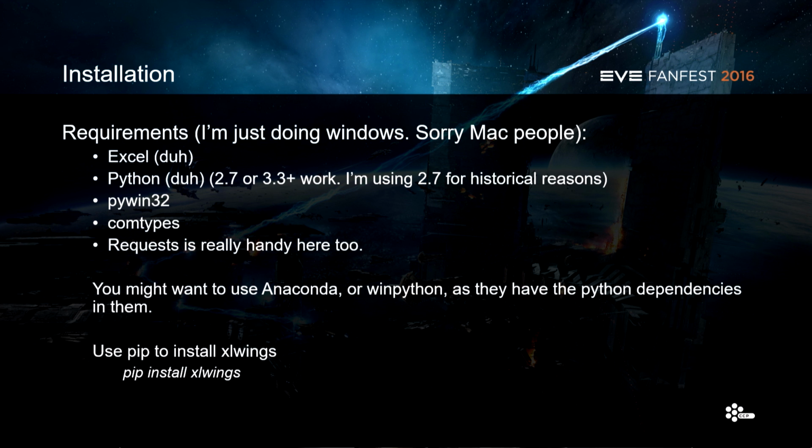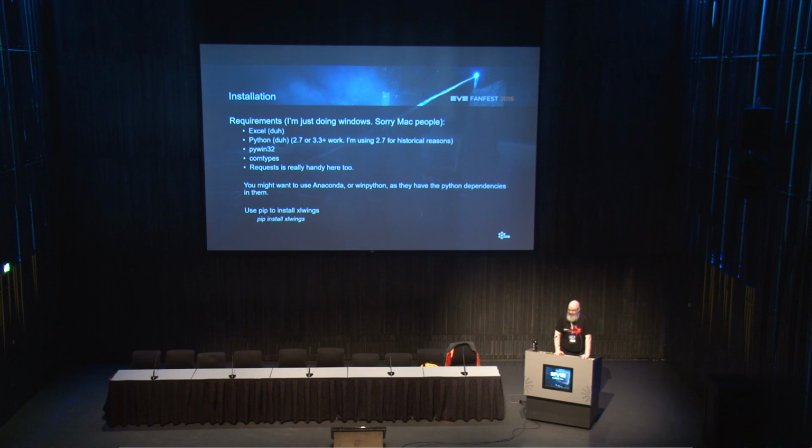Pywin32, unfortunately, you get that from SourceForge. I know that's bad, but it's the only place to get it. Comtypes, it's often installed anyway when you install Pywin32. And requests, as I said, it allows you to do all the web stuff. You can do it natively without having any additional libraries, but it's a bit more painful to write at that point because you've got to do a lot more setup work.